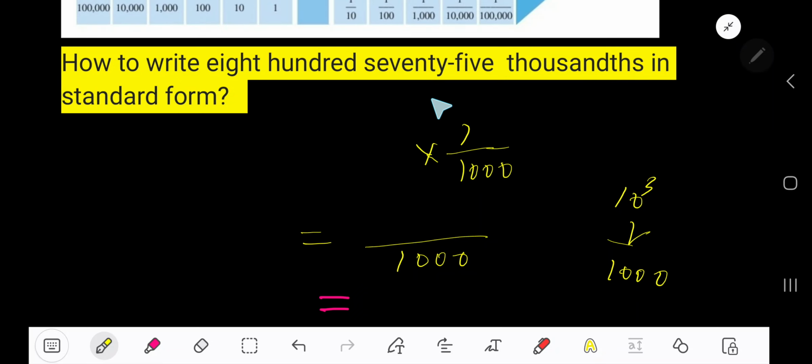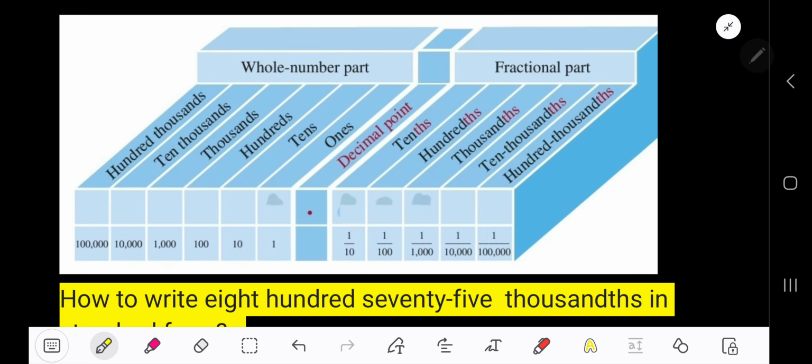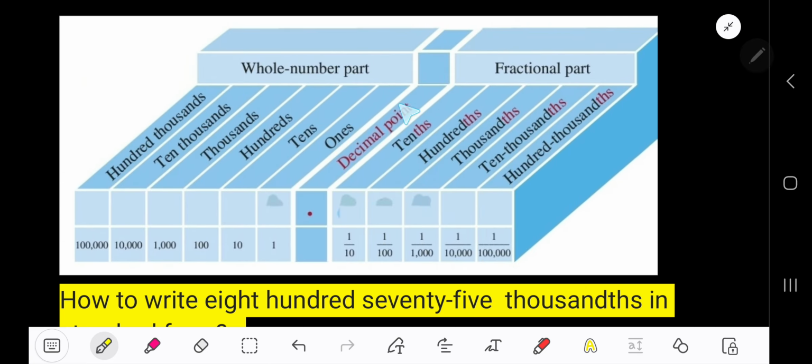How to write 875 thousandths in standard form. Look, a number can have a fractional part and a whole number part. That is, in a decimal number, you can have a whole number part with a fractional part.